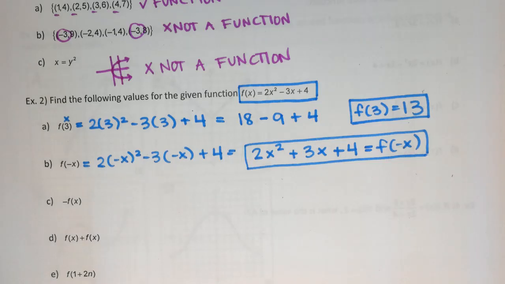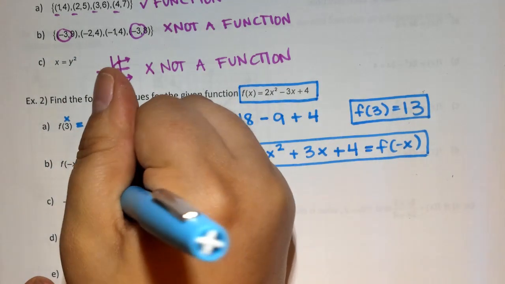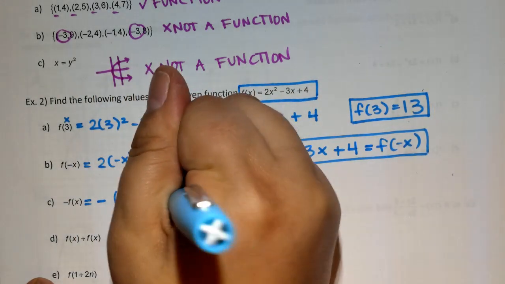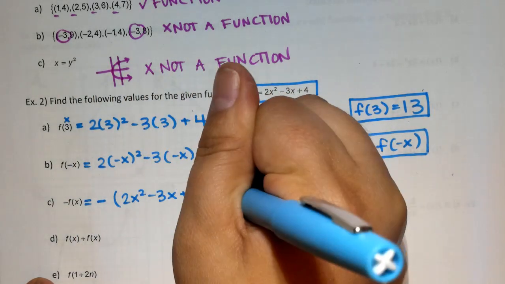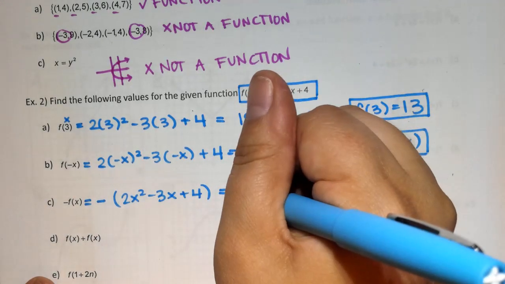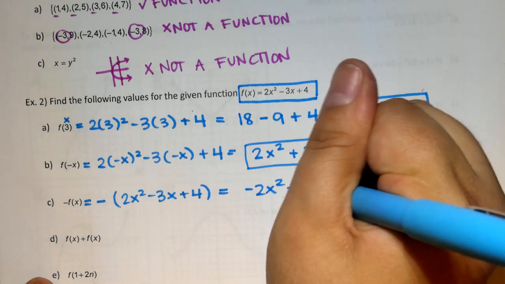What about C, negative f(x)? How is this different? The negative's out front and you're just going to write the equation. And what does this do to my equation? It's just going to change all the signs.